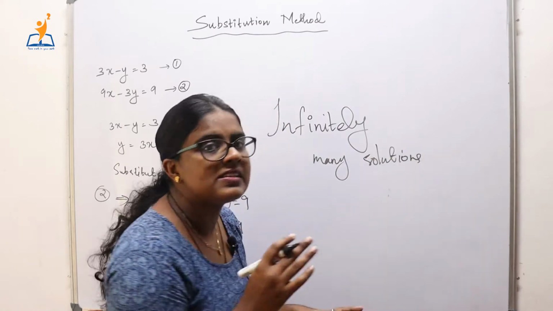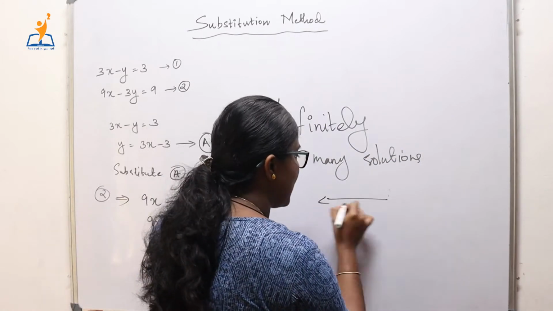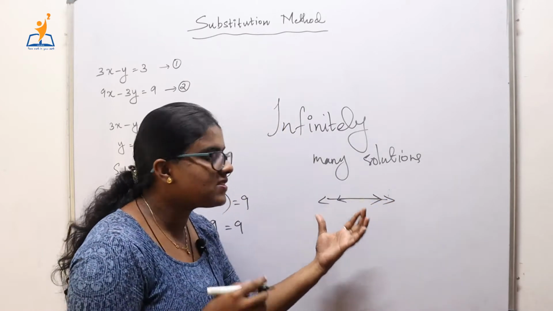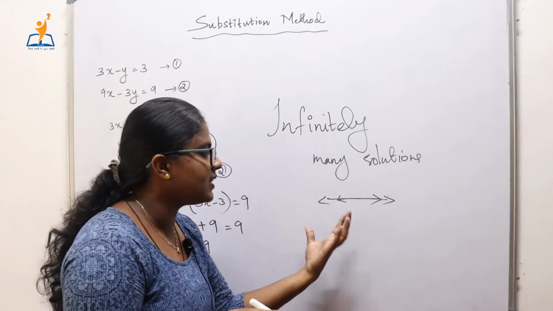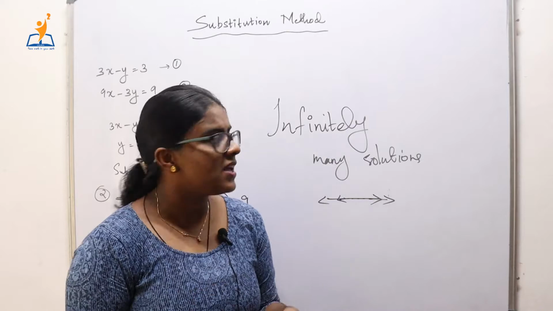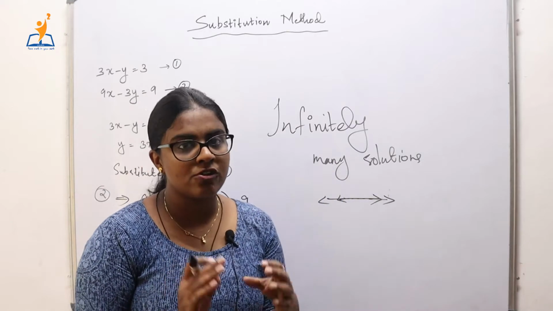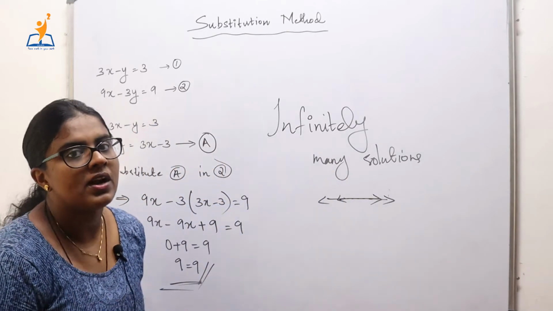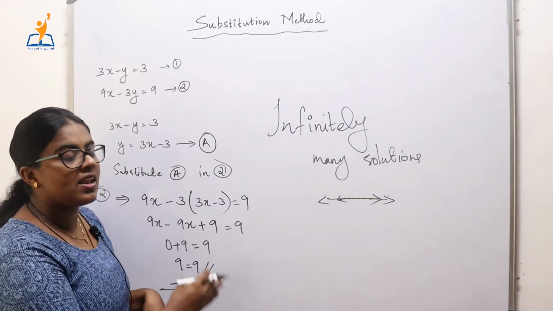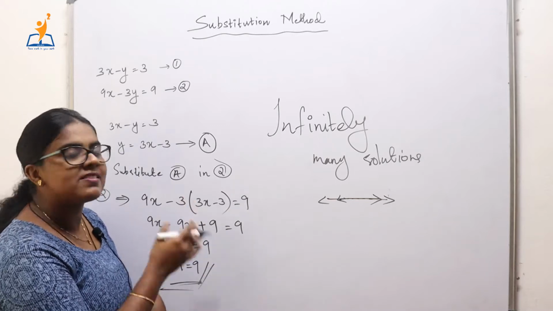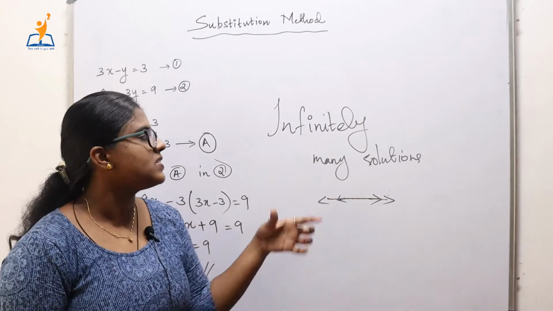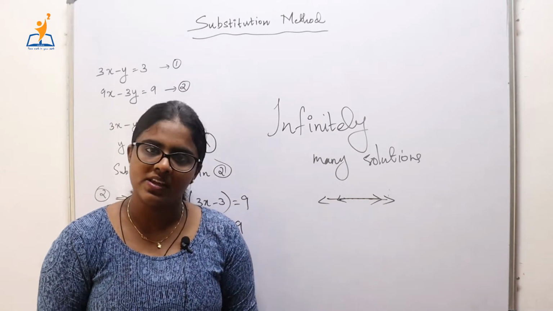What is the geometrical representation for infinitely many solutions? We know that the lines coincide, which means one line is upon the other, so all the points of intersection are solutions, which means it has infinitely many solutions. So remember one thing: while doing the substitution method, if either of the variables gets cancelled while substituting one in the other, it means that the equations have infinitely many solutions.